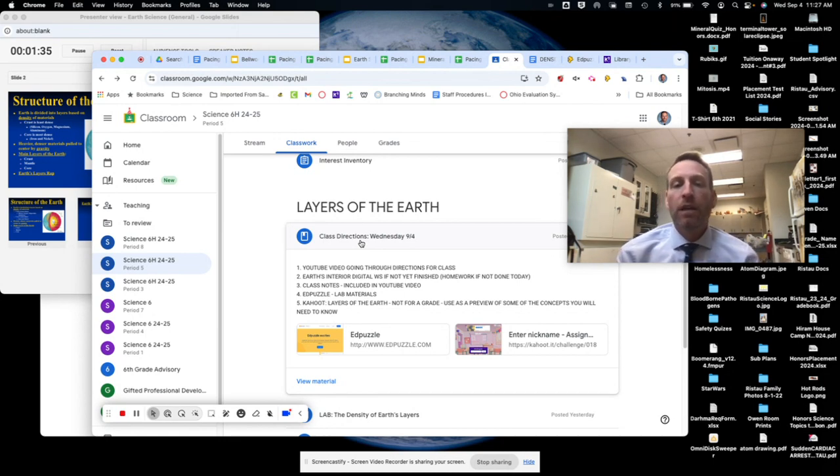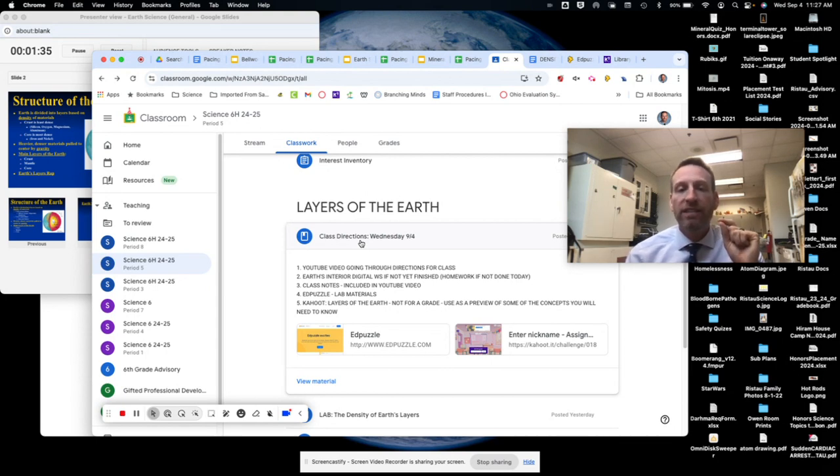Number two. In a moment, I'm going to go through 2 slides of notes with you. You will type in the notes and listen as I explain them in those 2 slides. After you're done with the notes, you are going to work on an Edpuzzle. The Edpuzzle goes through some basic lab safety that's important for us to know.